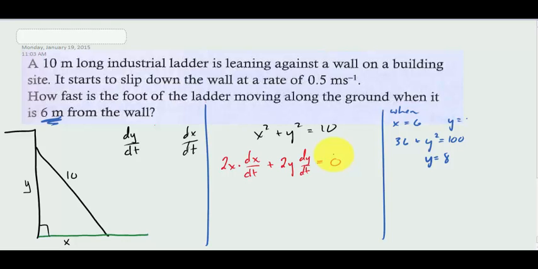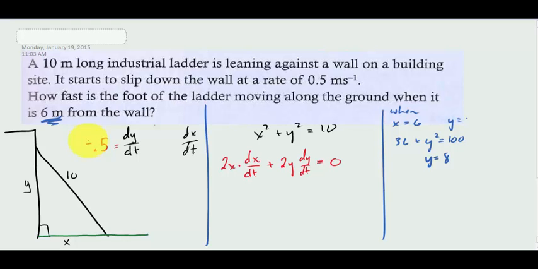Now we know that dy/dt is equal to negative 0.5. Why negative, you might ask? Well, because it's going down the side of the building. We're sort of treating this as a coordinate plane. Down would be negative. Left would be negative. So what do we do? Well, the only thing we don't know at this point is dx/dt.